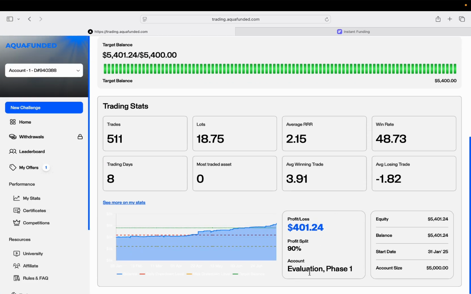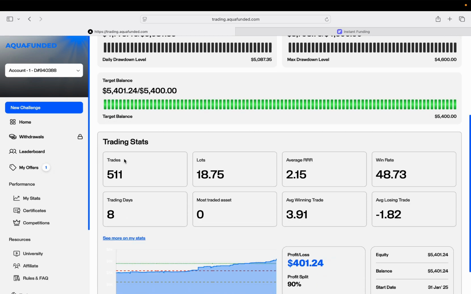I just started this account on 31st January 2025. That means this year, 31st Jan is the date when I started this account. You can check, around 6 months it took to pass this account. We had 511 trades, these many lots. Average RR was 2.15.